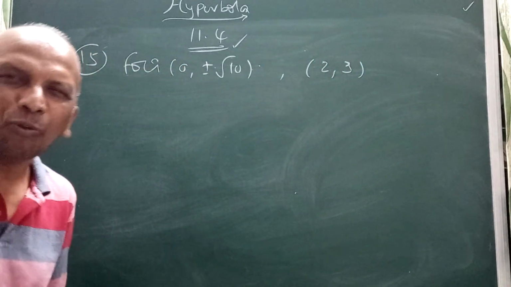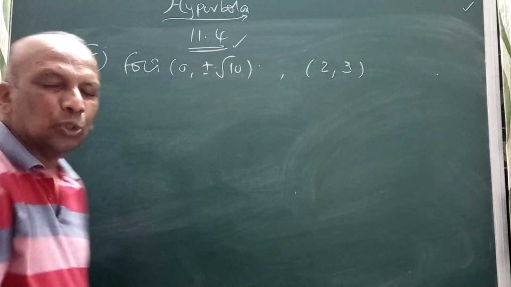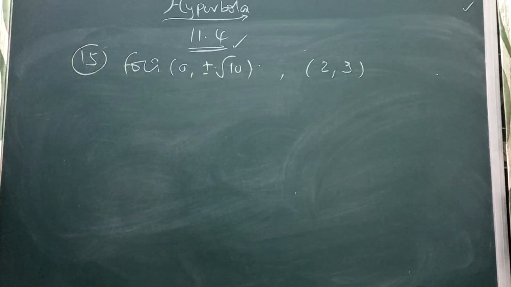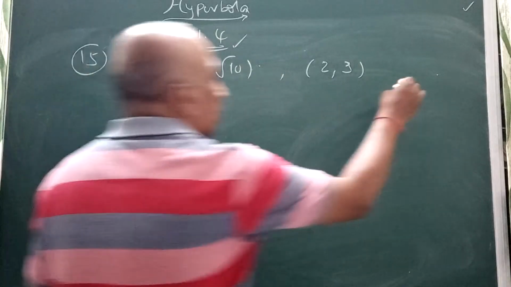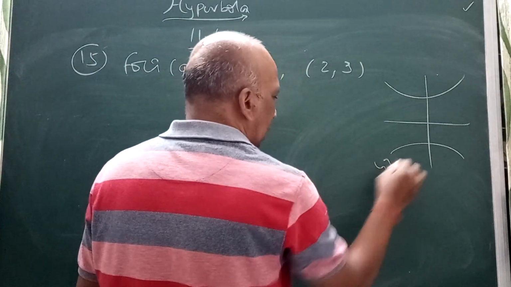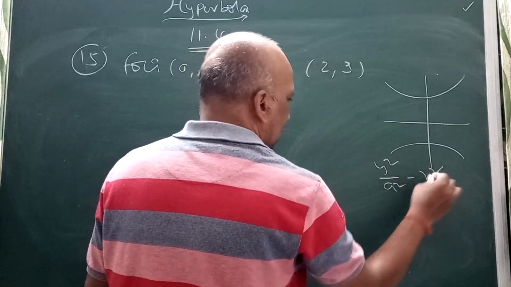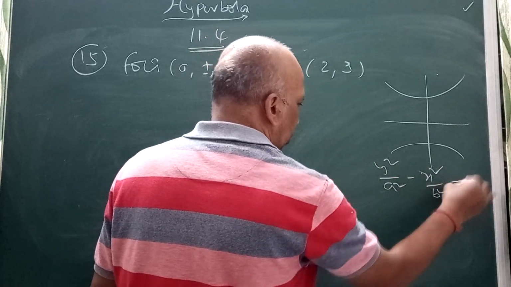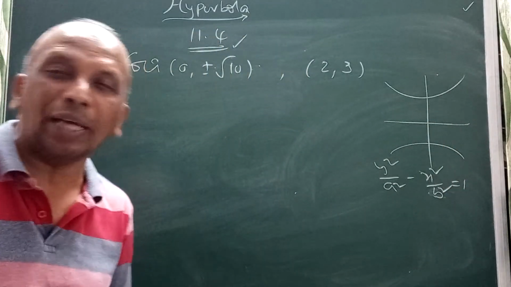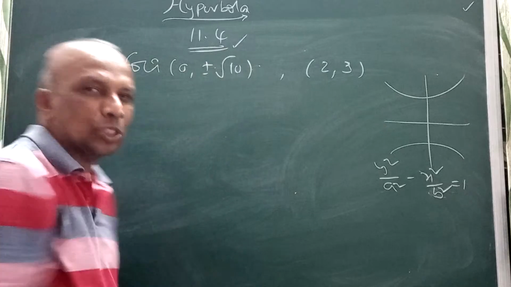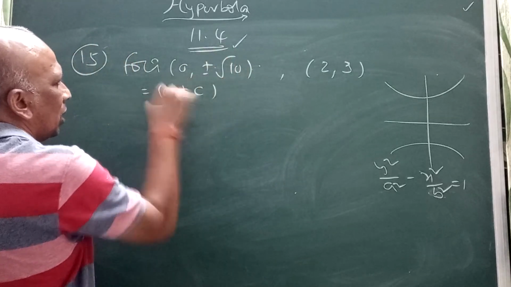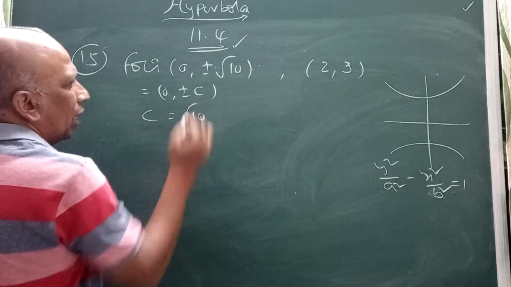We check here. When they mention 0, plus or minus root 10, here we can see the x coordinate is 0, so definitely the equation of the hyperbola is y square by a square minus x square by b square is equal to 1, right? Transverse axis along the y-axis, since 0, plus or minus root 10. From this I can decide 0, plus or minus c. So c is equal to root 10, right?